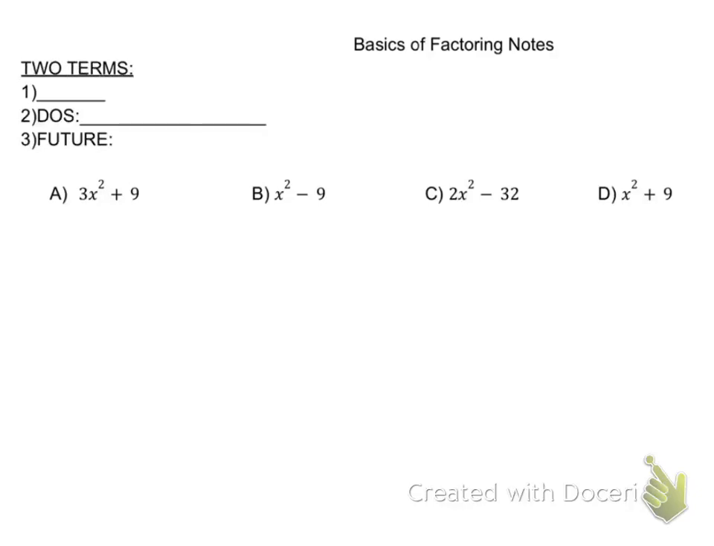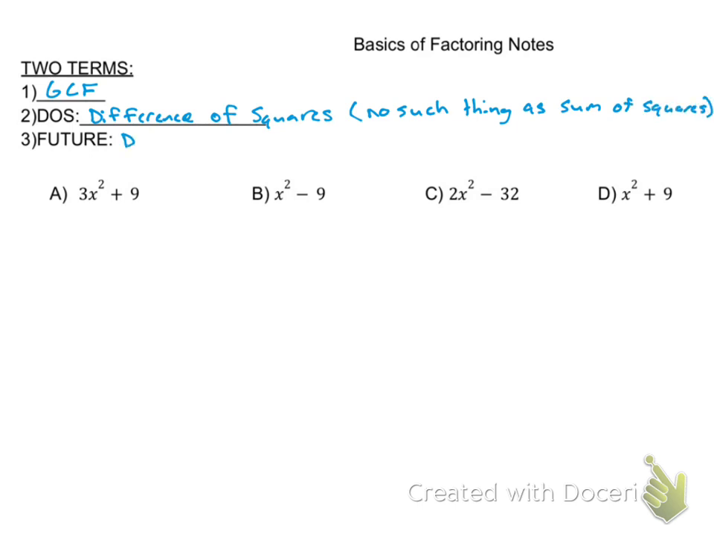All right, basics of factoring. First, we're going to start with two terms, okay? When we have two terms, the first thing we look for is GCF, okay? Right now, the thing we'll look for after GCF is difference of squares. And in the future, we will look for sum of cubes and difference of cubes. We're not doing sum or difference of cubes yet.